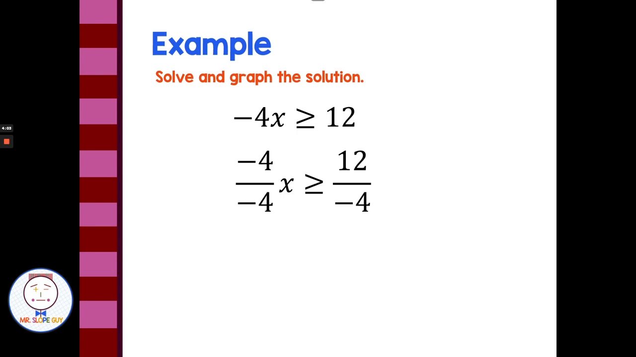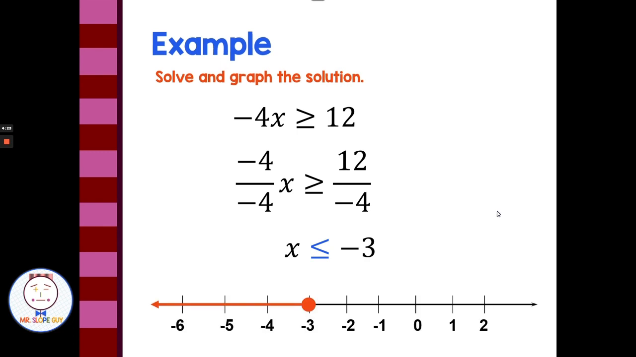Then negative 4 divided by negative 4 leaves 1x, or x. On the right side, 12 divided by a negative 4, positive divided by negative is a negative. So I get negative 3. And I have to switch this greater than or equal to to less than or equal to because I divided both sides by negative 4 while solving. Then I could graph on a number line, solid point on negative 3, and shade to the left.